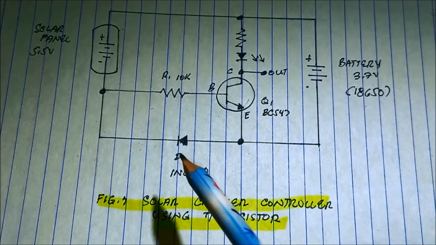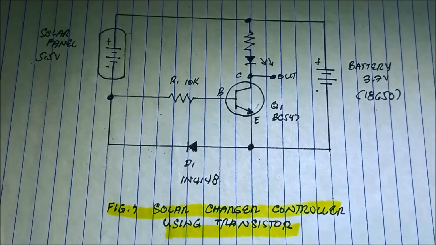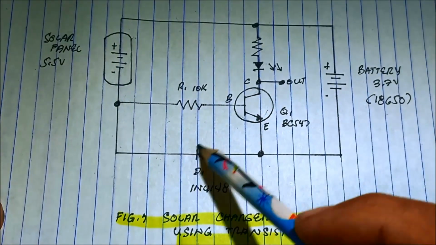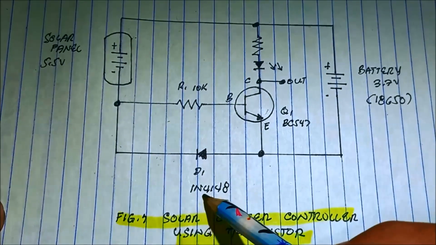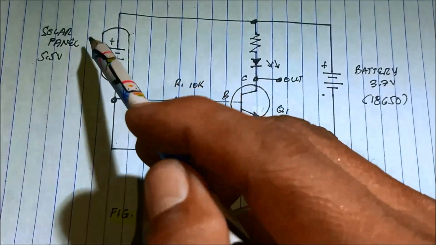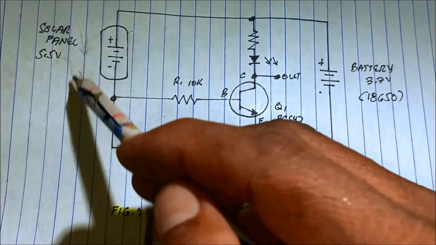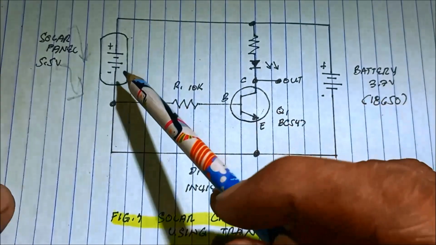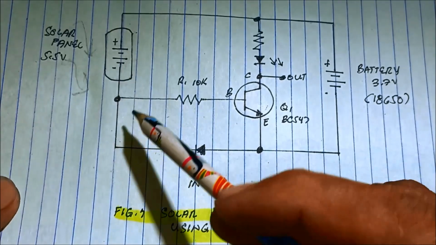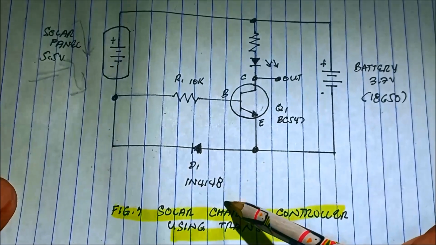So what we have here is the solar panel, 5.5 volts. And of course we have this diode, fast switching diode, 1N4148. What happens if there's a light, okay, or sunlight, or a table lamp? If we have the light, this solar panel will serve as a supply, with a voltage of 5.5 volts.